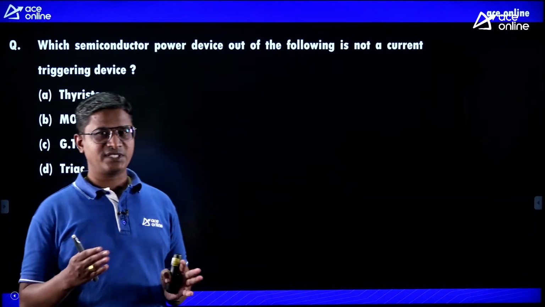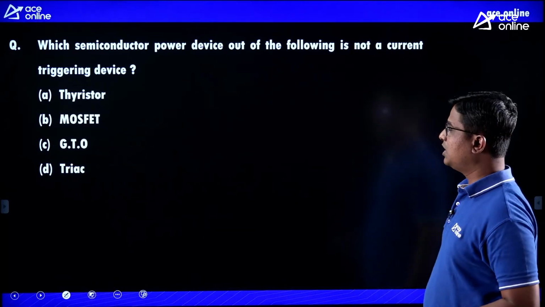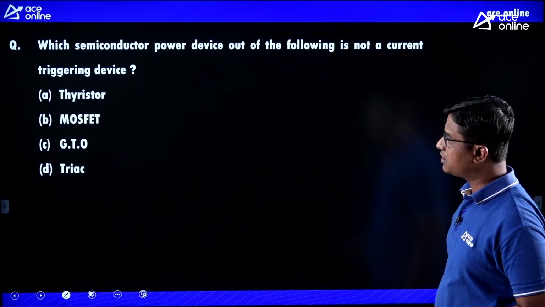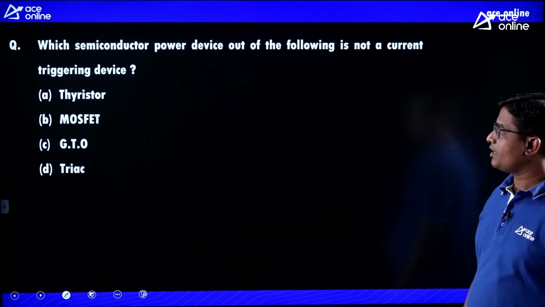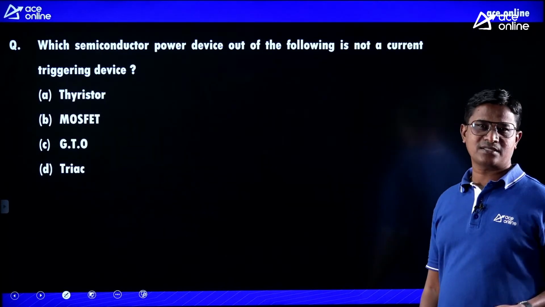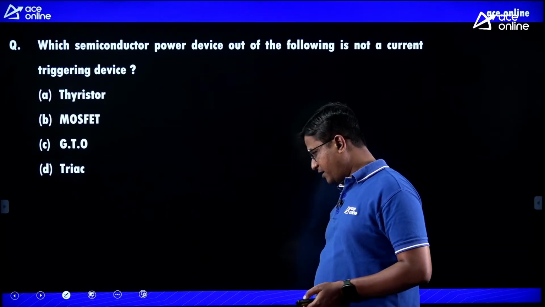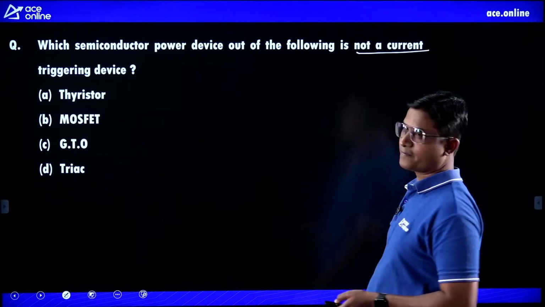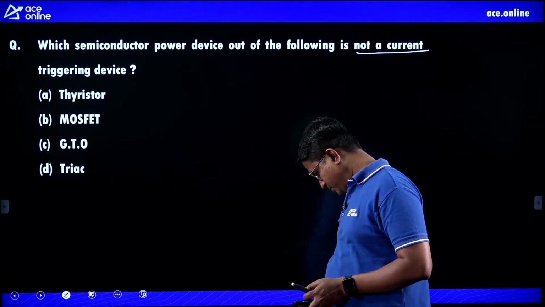Now we are going to discuss some questions, okay? Let us discuss some simple questions, only diploma level. Which semiconductor power device out of the following is not a current triggering device? Come on, tell me. You can post your answers in the chat box. Out of these 4, which is not current triggered? He is asking about not current triggered. Can anyone answer? You can post your answers in the chat box.